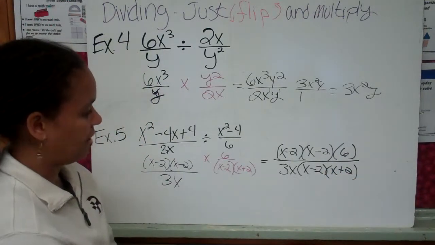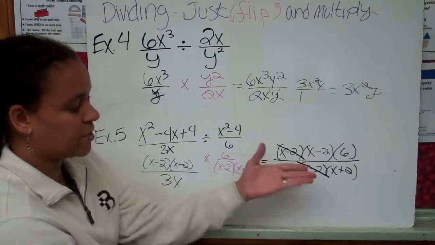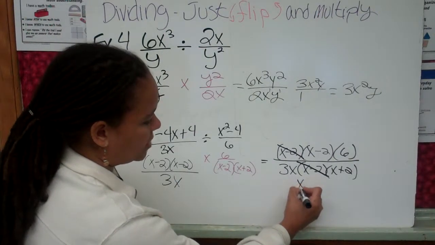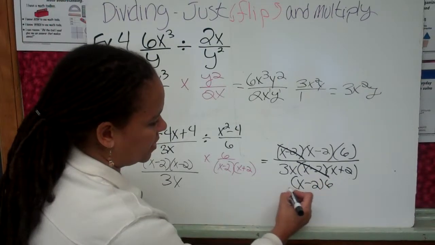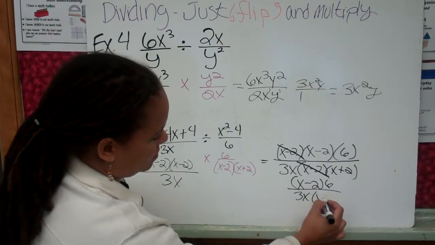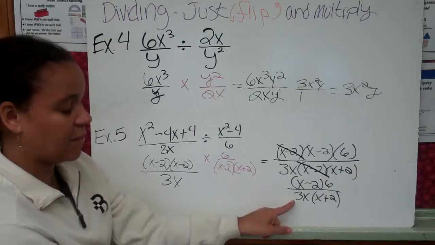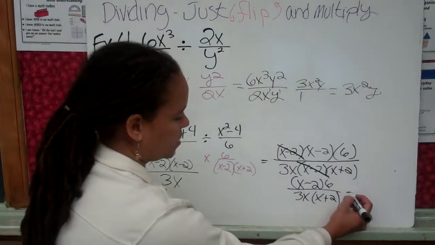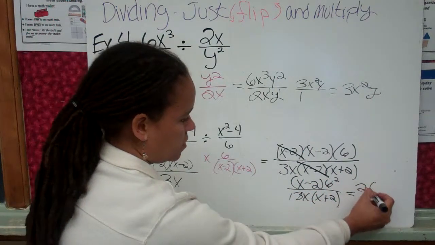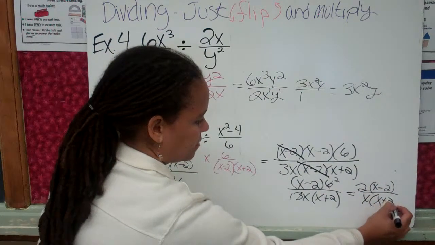So let's see what we can cancel out. They have to be exactly the same. I can cancel out one of those x minus 2's. I can't cancel out both because there's not 2 in the bottom to cancel out with. So I'd be left with x minus 2 times 6 over 3x times x plus 2. All right, we can still simplify because that 6 and that 3 could be simplified. So my final answer would be 2, because this turns into 2, this turns into 1. X minus 2 over x plus 2.